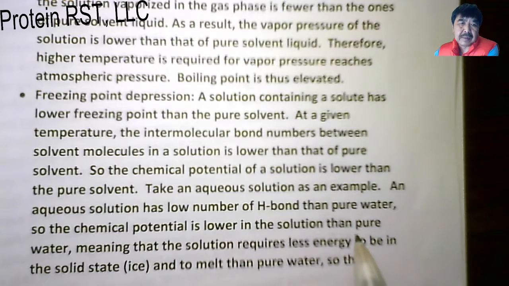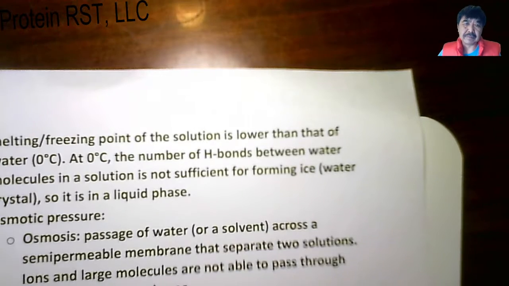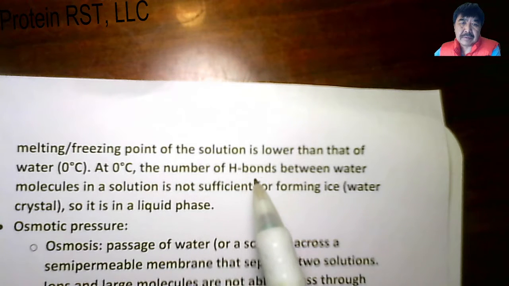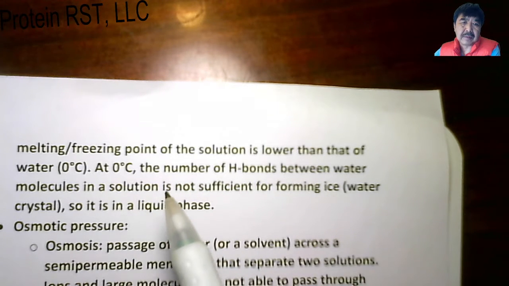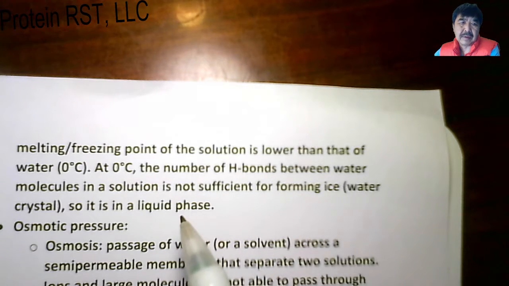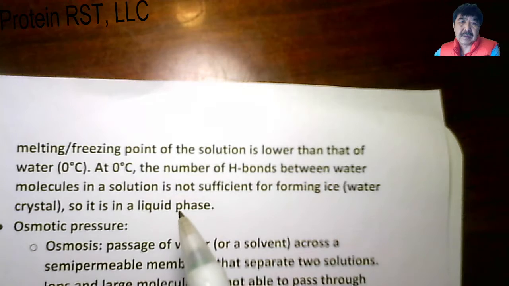in the solution than in pure water, meaning that the solution requires less energy to be in the solid state, like ice, than pure water, so that the melting and freezing point of a solution is lower than that of water. At 0 degrees, the number of hydrogen bonds between water molecules in a solution is not sufficient for forming ice. Ice is a water molecule crystal, so the solution is in the liquid phase.